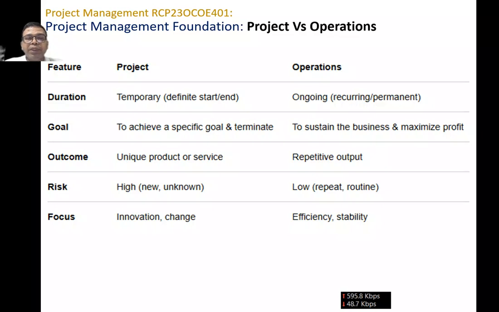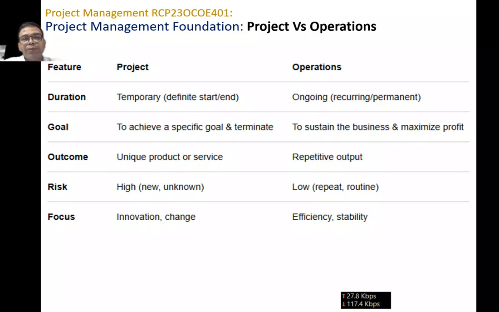From the point of view of duration, projects are temporary, their tenure is very short, while operations are ongoing, they are recurrent or permanent in nature. The goal of a project is to achieve a specific goal and terminate. For example, Tata once used to build a family car for only 4 people called Tata Nano. They achieved it, they sold those cars, and once the necessity of such a car didn't exist, they terminated the project. Whereas the goal of operations is to sustain the business and maximize the profit of the business. The outcome of a project is a unique product or service, whereas the outcome of operations is repetitive.